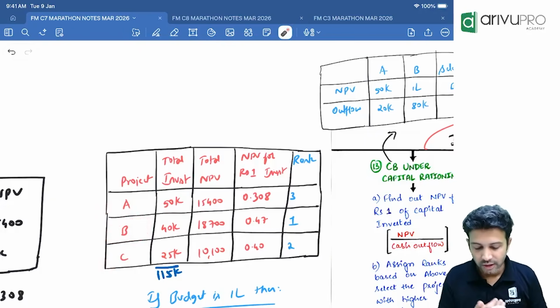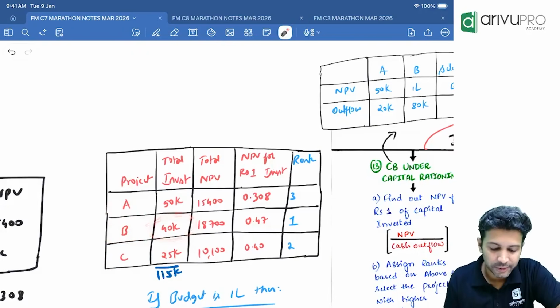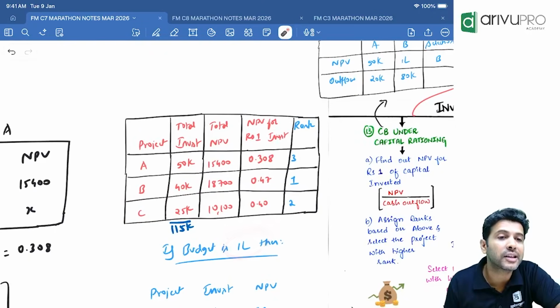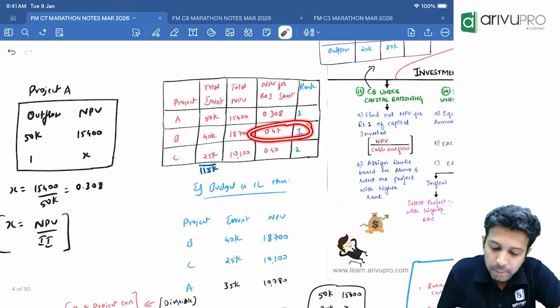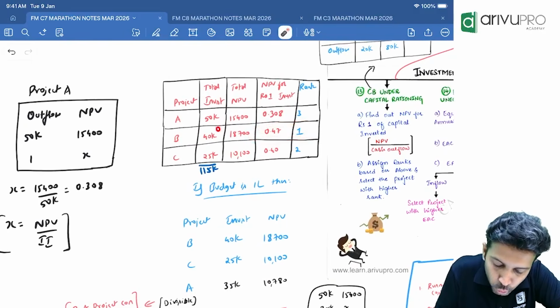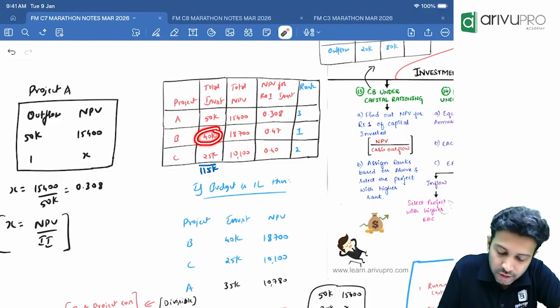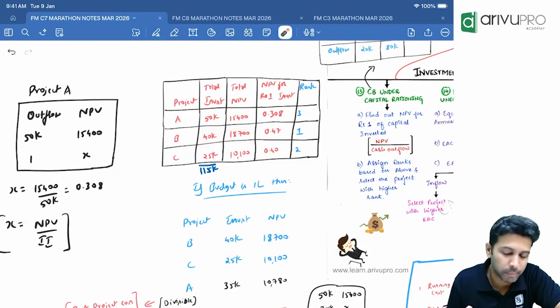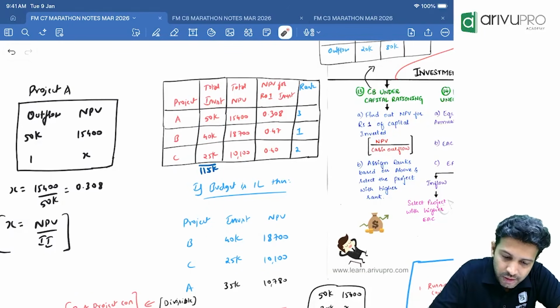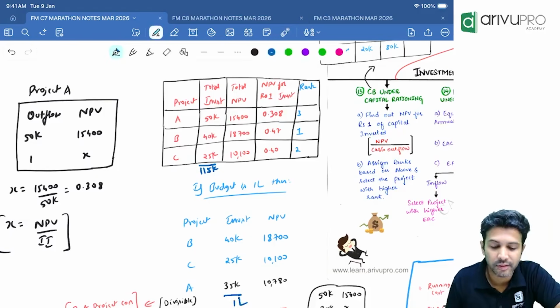Now let's see. If the budget is 1 lakh, how will you do the selection? First you will select which project? B. To do B, how much money do you need? 40,000. And how much NPV will B generate in total? 18,700. Is the money exhausted or is it still there? Money is still there.